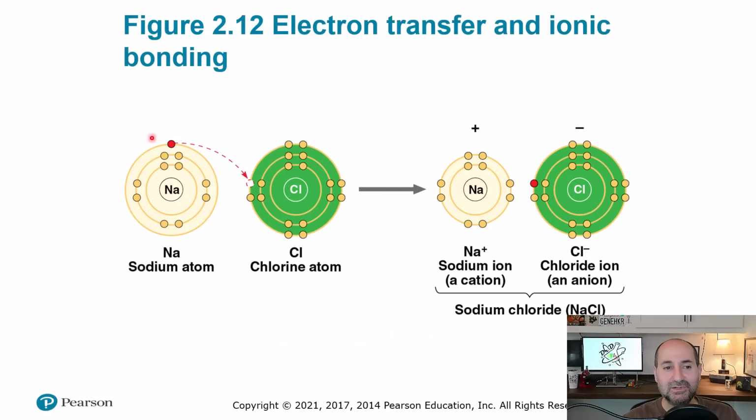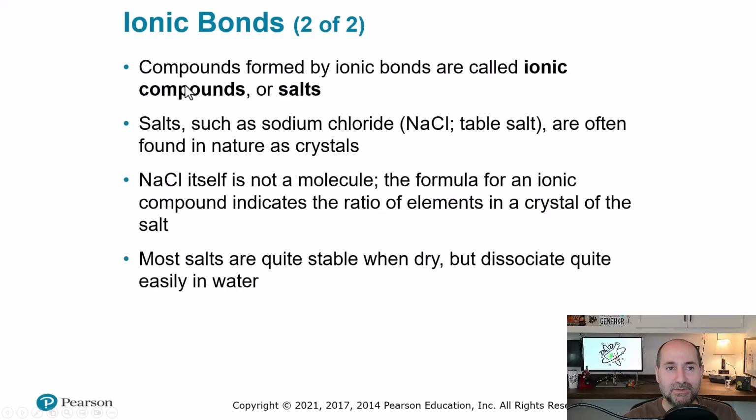So here, remember I showed you how sodium gets oxidized to sodium cation, while chlorine becomes reduced to chloride anion, and the cation and anion stick together and form an ionic bond, forming a compound known as sodium chloride, NaCl, table salt. And remember, compounds formed by ionic bonds are called ionic compounds or salts. This happens anytime the first group or first column meets the second to last group or second to last column.